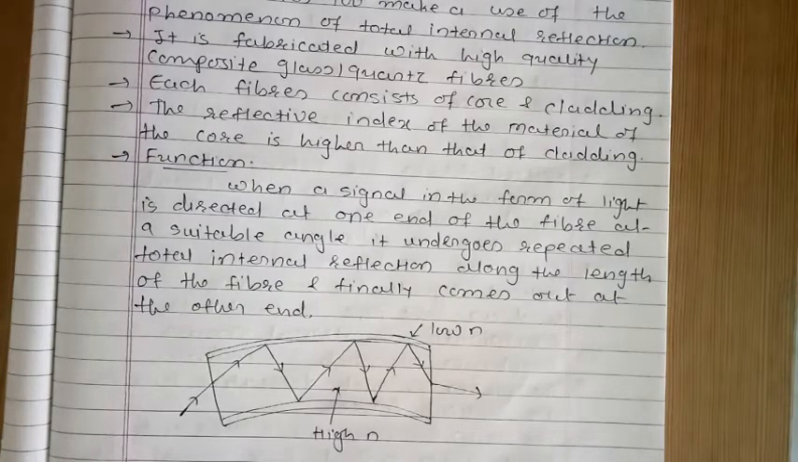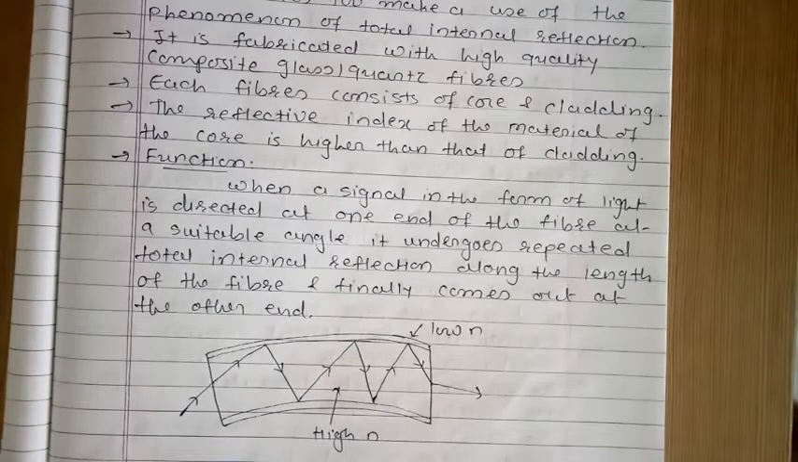Now here, total internal reflection at each stage occurs such that there is no appreciable loss in intensity of the light signal. So this is the advantage, that there will be no loss of intensity of the light signal.